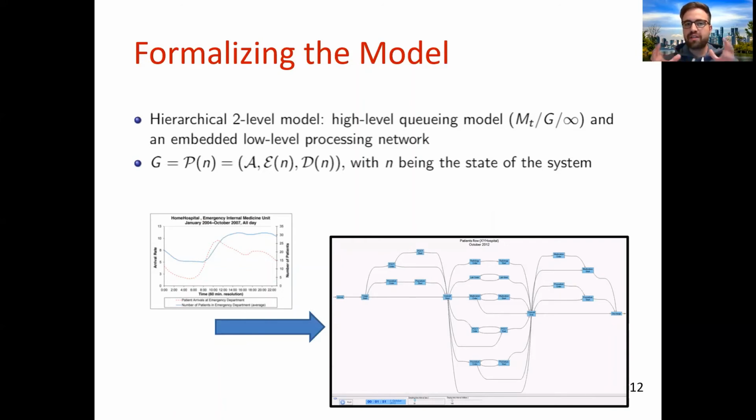The G is essentially a lower level processing network or activity network that we need to also feed from the data. So in order to feed the high level model, since we have an infinite server model, it's enough only to feed the arrival process, and the G is essentially a low level processing network that we also feed from the data, as I said. The network has the set of activities, A, set of arcs that can change over time, which is basically the routing matrix. And we have densities of durations of how long patients spend on the different arcs or on the different activities.